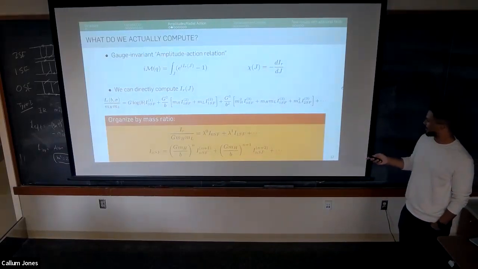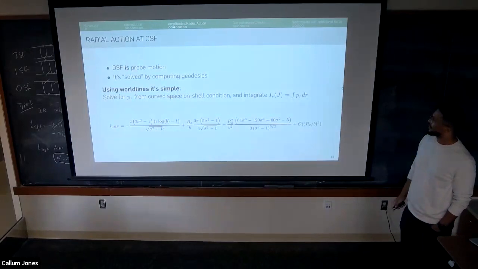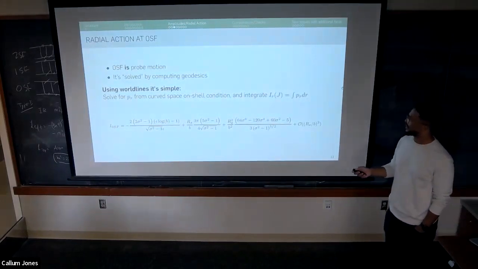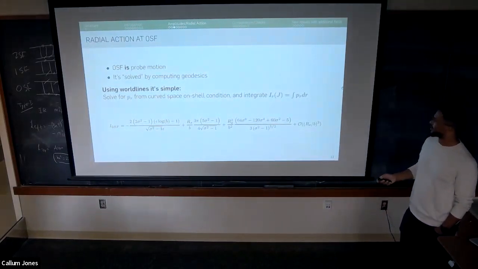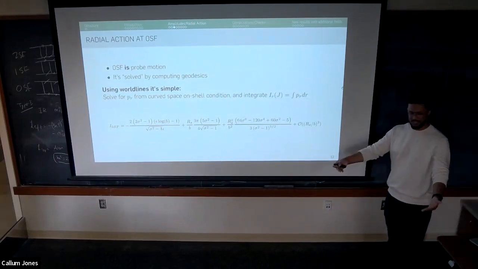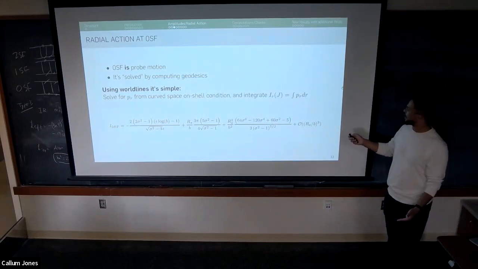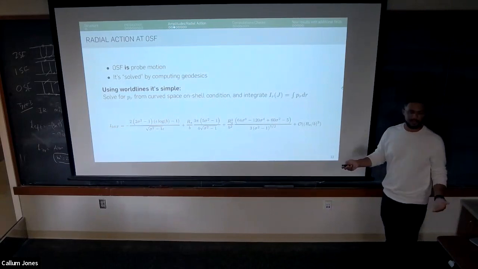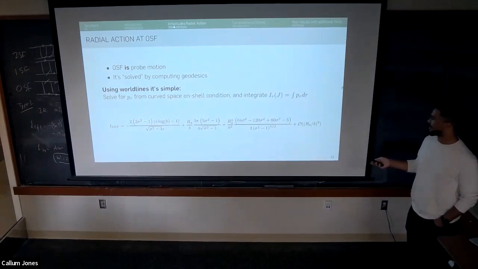This is just talking about how you can reorganize it. It's fine. As I just said, 0 SF is just probe motion. And so I can just take my radial momentum, I just take my GD's equation, find my radial momentum, and integrate it along my curve to get the radial action. And like I said, this is a solved problem.